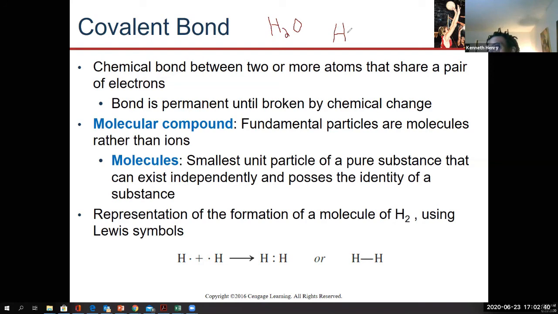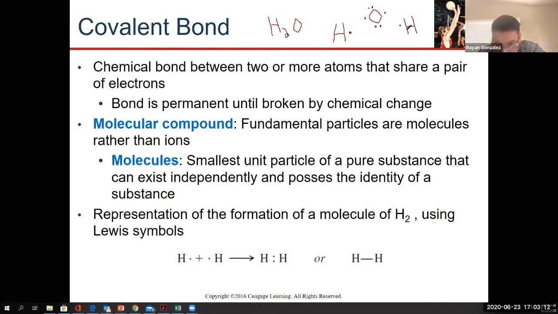One. Oxygen has how many valence electrons? Six. Okay, so I have 1, 2, 3, 4, 5, 6. And we have 2 hydrogens, so I'm going to put another hydrogen here, and it has how many valence electrons? One.